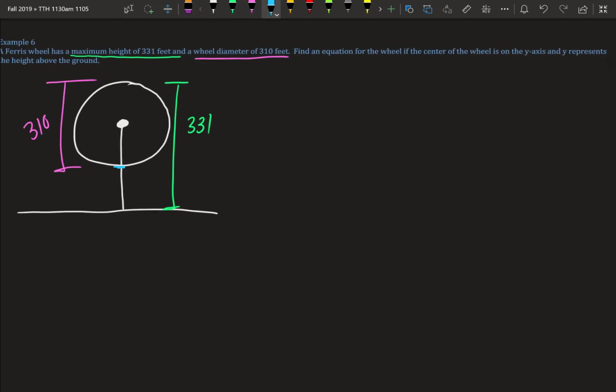We can find here to here, because isn't it the difference from 331 to 310? So 331 minus 310, and we get 21. So this distance right here is 21. And then we can find the radius. We can find from here to here, because isn't the radius half the diameter? So the radius is half the diameter, which is 155.